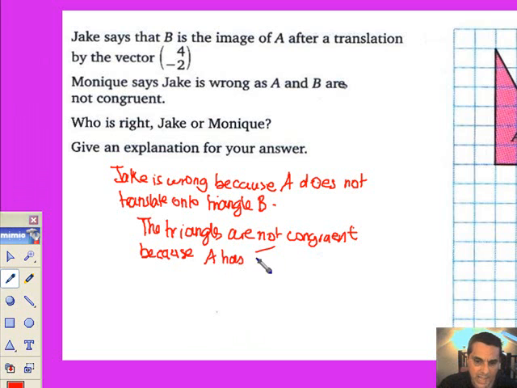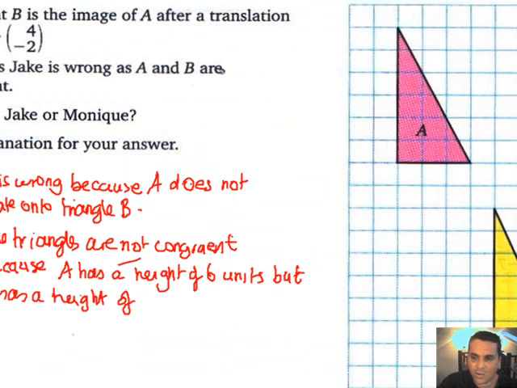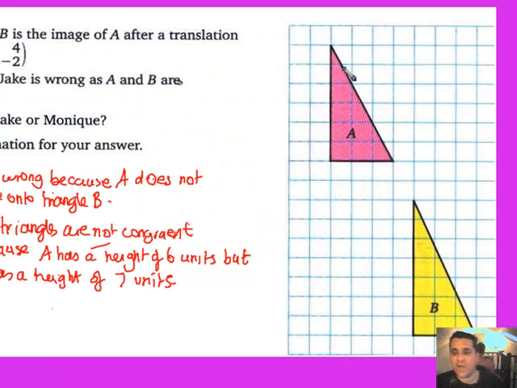A has a height of 1, 2, 3, 4, 5, 6 units. But B has a height, I'm getting a bit better, of 1, 2, 3, 4, 5, 6, 7 units. And for that reason they're not congruent alone. Alright, which means that the hypotenuse, the longest side, would be completely different as well.